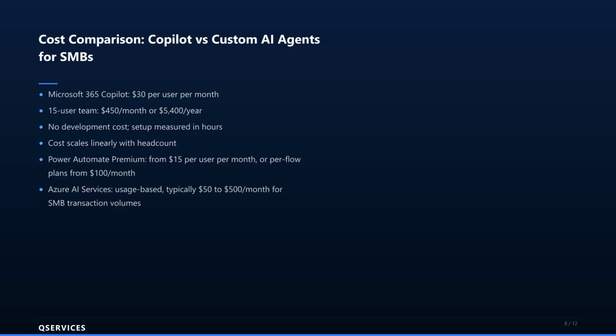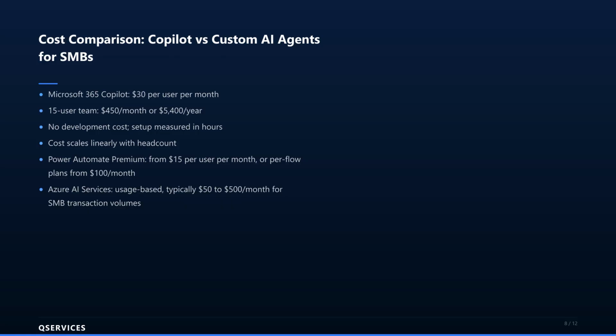Custom AI agent costs, Power Platform or Azure. Power Automate Premium, from $15 per user per month, or per flow plans from $100 per month. Azure AI Services, usage-based, typically $50 to $500 per month for SMB transaction volumes. Initial development, $5,000 to $30,000 or more depending on complexity. Hosting, $50 to $300 per month on Azure. Cost scales with transaction volume, not headcount.